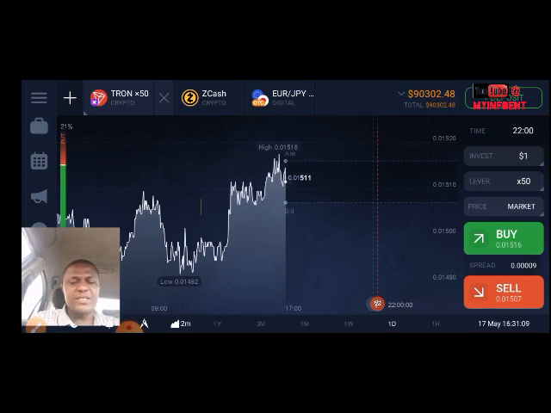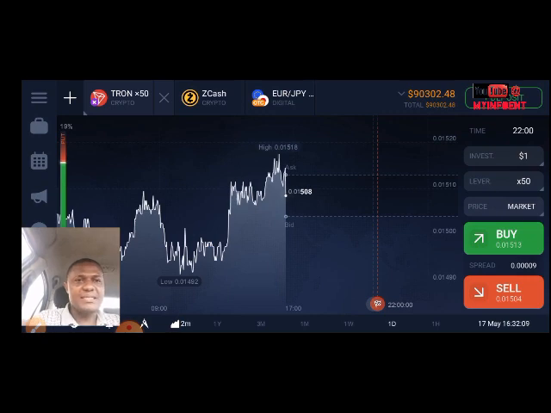Then number seven is CFD. What is CFD? CFD simply means contract for difference. This offers traders an opportunity to profit from price movement without owning the underlying asset. What do I mean? Let me give an example. If you want to buy Apple stock, if you open a buy position on Apple stock, that does not really mean that you own the asset. Rather, you're hoping to profit from the price difference.